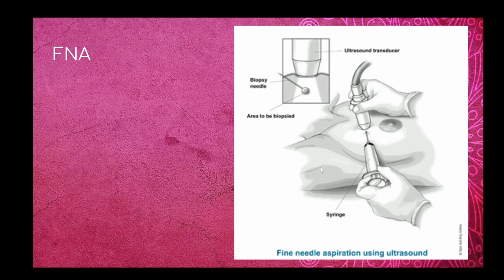FNA is another tool that we can use to get some tissue from a suspected lesion. This is not the preferred method for breast lesions. We actually see FNAs quite often with lymph nodes and thyroid nodules, but not for breast. But FNA, the whole idea is that you stick a very tiny needle into the lesion, you kind of jiggle it around a little bit, try to break loose some of those cells. Those cells then are sent to pathology for evaluation.